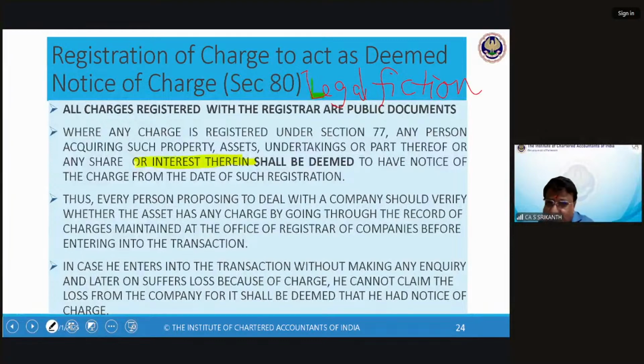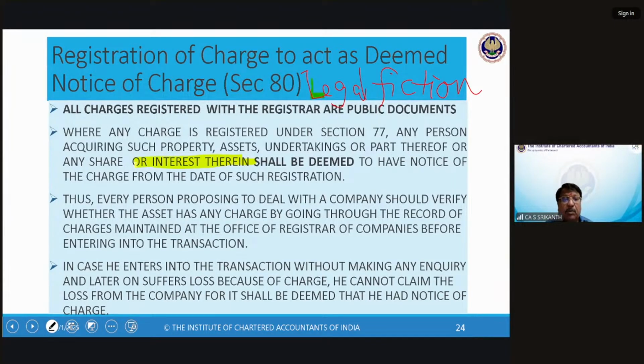Believe me when I say that. But by and large, you are a tenant, you are paying the rent, the owner cannot send you out during the lease period. So you have a limited interest in the immovable property. Similarly, a lender has interest in the immovable property. So if any person wants to acquire any property or undertaking, he shall be deemed to have notice, meaning he is deemed to have seen the MCA portal, even if he has not seen it.